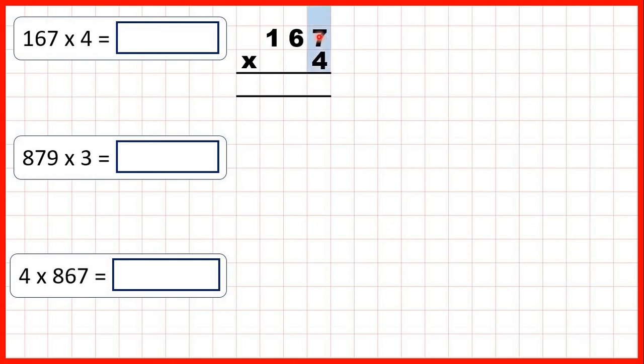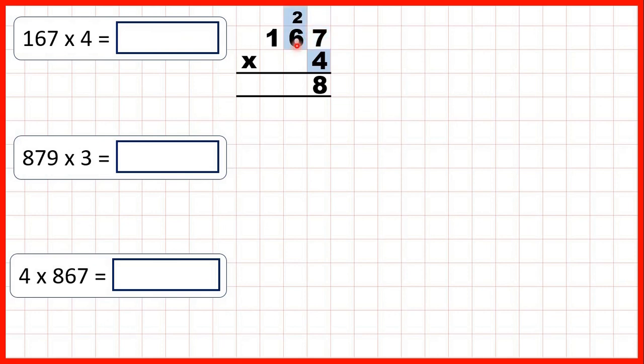Now we start by multiplying digits in the smaller place values, so we start by multiplying our ones. We have 7 times 4. That's 28, but we can only write one digit in each square. So we need to write 28 as 2, 8, with the first digit above the next place value column along, so above our tens digit.